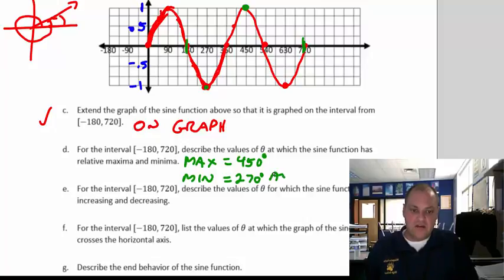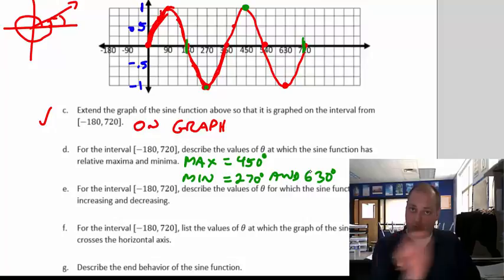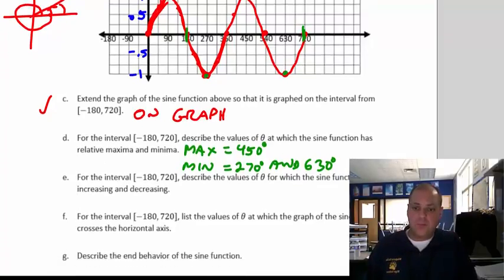270 and 630. Okay, does that make sense? The two lowest points, right there, right? Negative 1 is the lowest, 1 is the highest. Where does it occur? It occurs at 270 and 630 for the min.